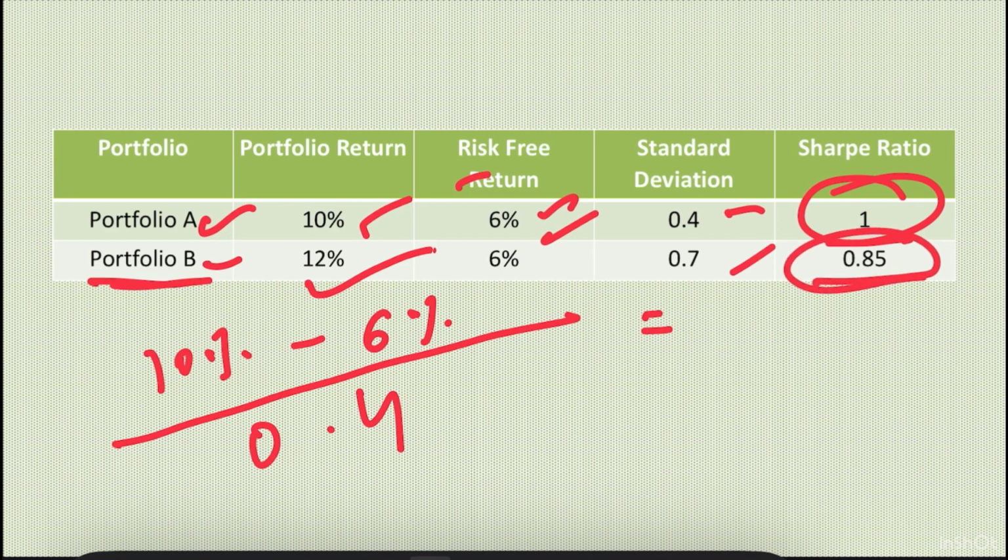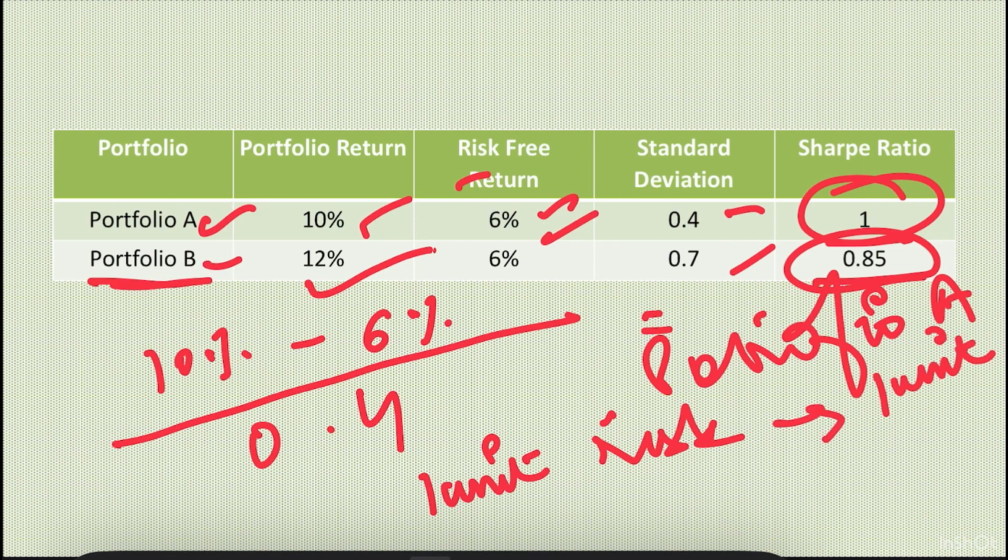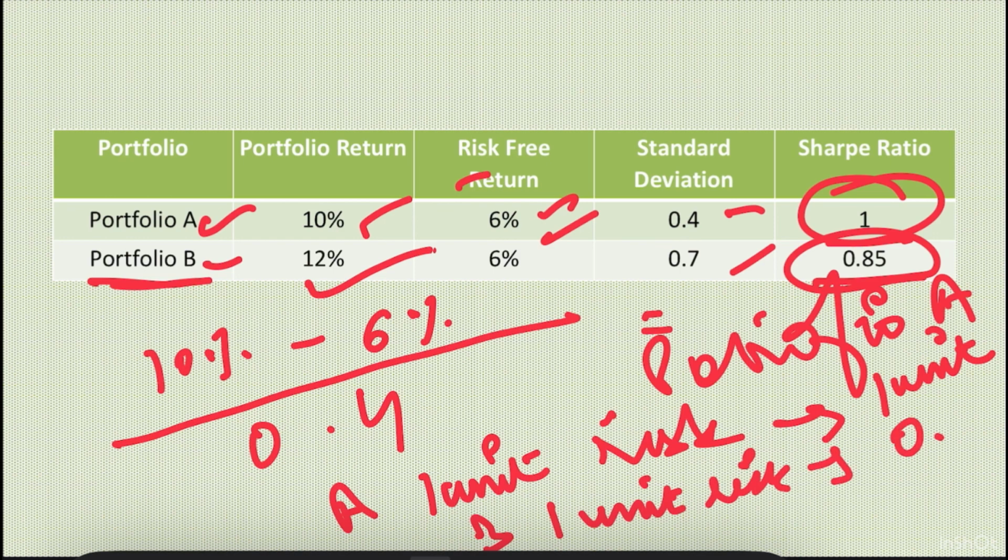Now, if I see the Sharpe ratio, which one do you think is better? Obviously, portfolio A. Right? Why portfolio A? Because I can say that for every 1 unit of risk being taken, the returns that will be generated is 1 unit. Right? However, for portfolio B, for 1 unit of risk, how much return am I getting? 0.85. So, simply by seeing this, we can say that portfolio A is better than portfolio B.